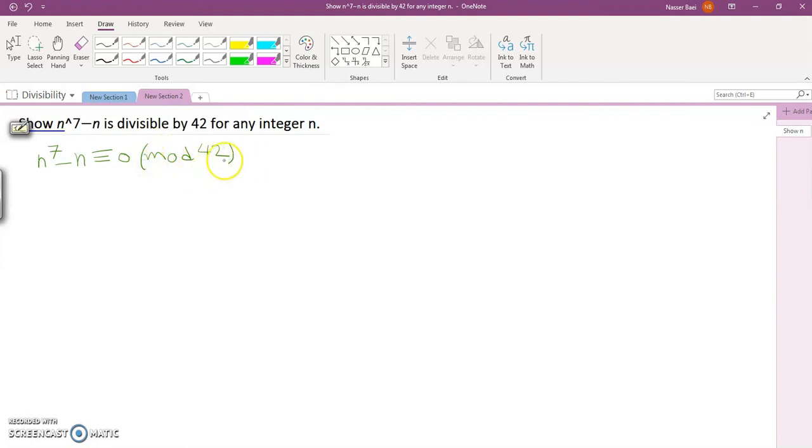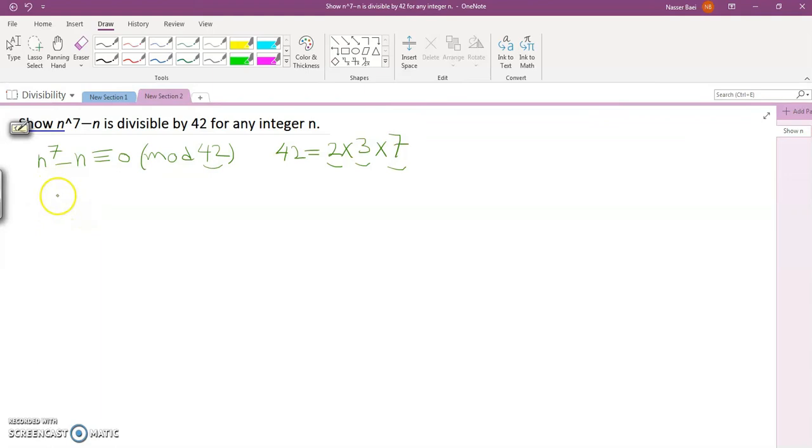First of all, we can factorize 42 to prime numbers. So 42 will be 2 times 3 times 7. So if we can show this equation is divisible by 2 and 3 and 7, we will reach our solution.